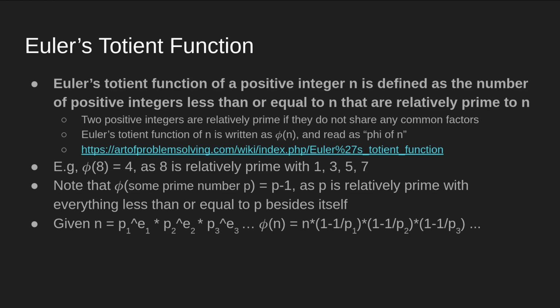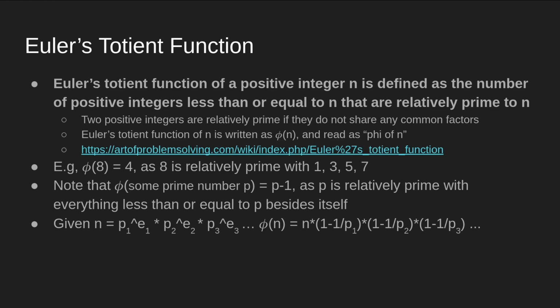Euler's Totient function of some positive integer n is written as φ(n), and it's read as phi of n. If you want to read more about it, Art of Problem Solving, otherwise known as AoPS, has a good article on it. For example, notice that φ(8) is equal to 4, since 8 is relatively prime with 1, 3, 5, and 7. It's not relatively prime with 2, 4, 6, and itself. So there are 4 numbers that it's relatively prime with and that are smaller than itself, and therefore φ(8) is 4.